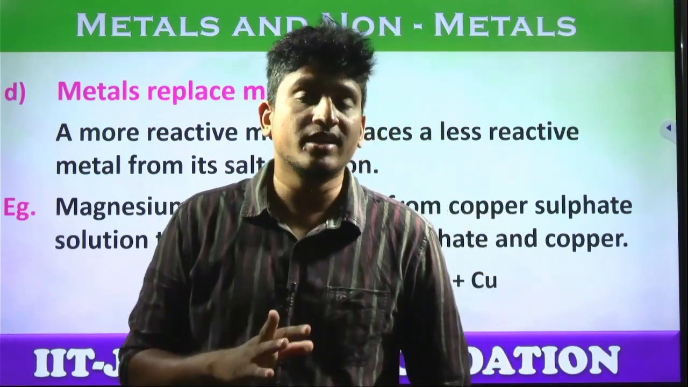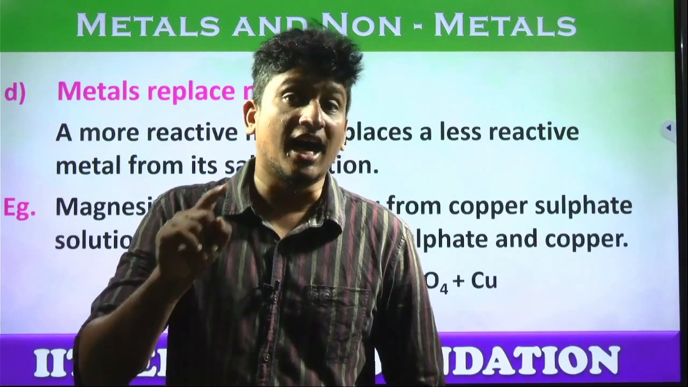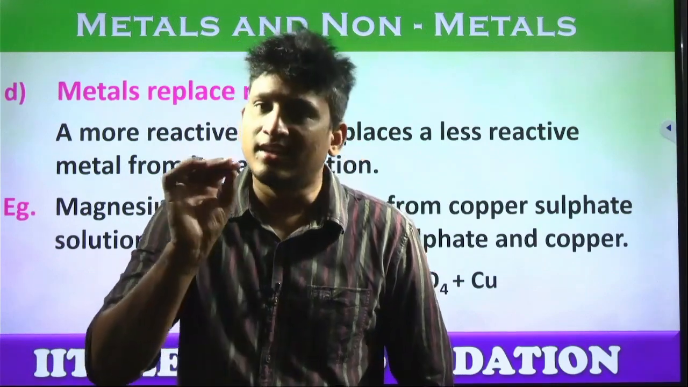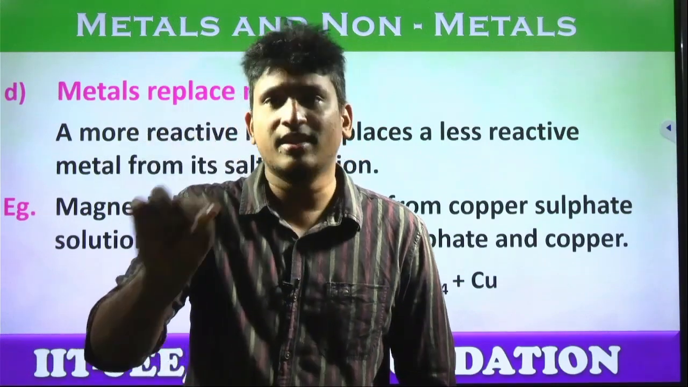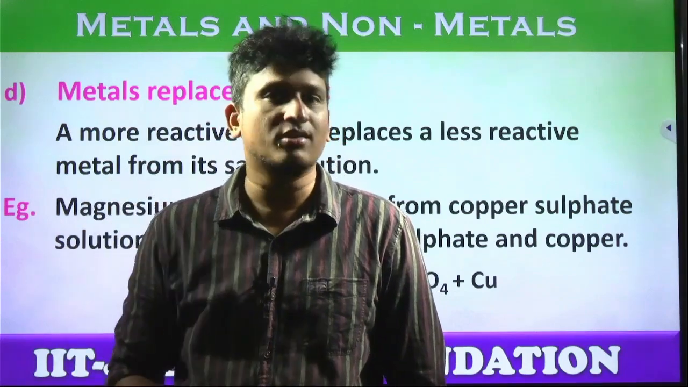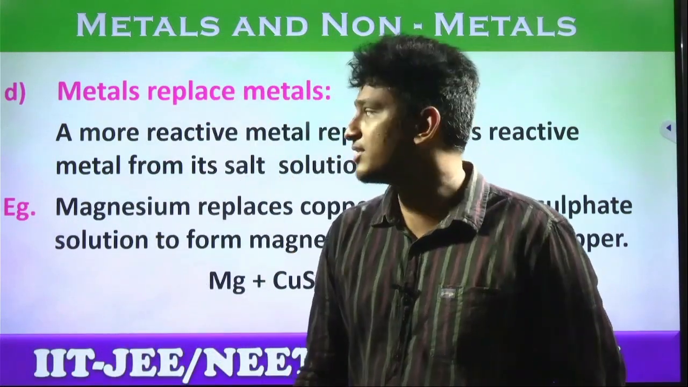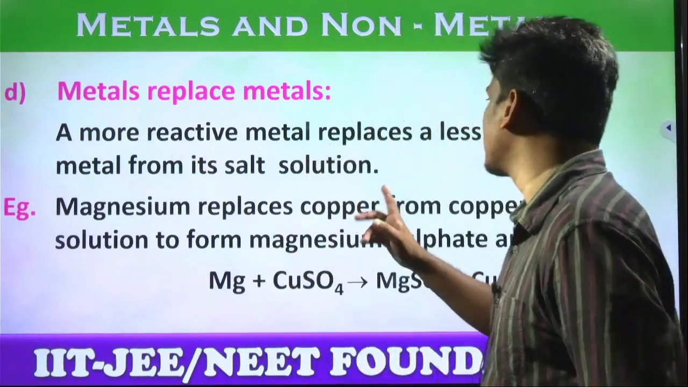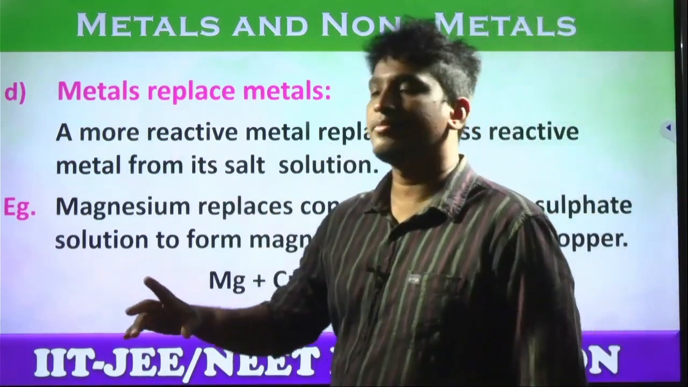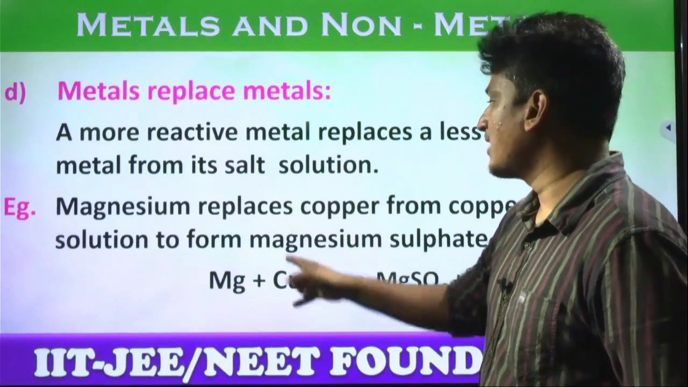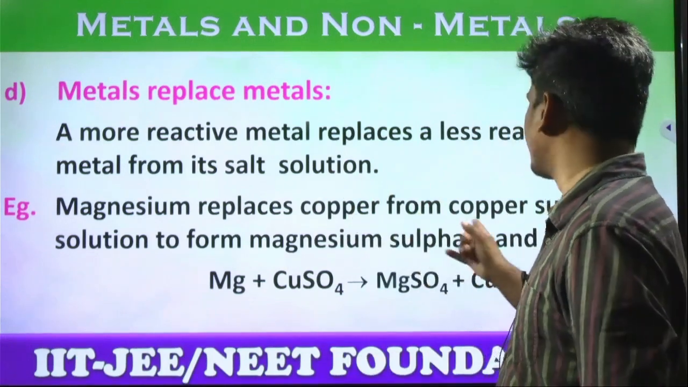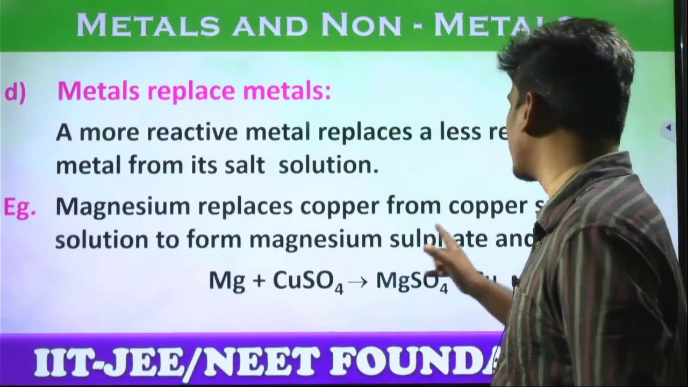Now, which metal replaces which metal? Highly reactive metal displaces less reactive metal from its solution. Yes or no? That is called metal replaces metal, or displacement reactions. A more reactive metal replaces a less reactive metal from its salt solution. Magnesium replaces copper from the copper sulfate solution to form magnesium sulfate and copper.